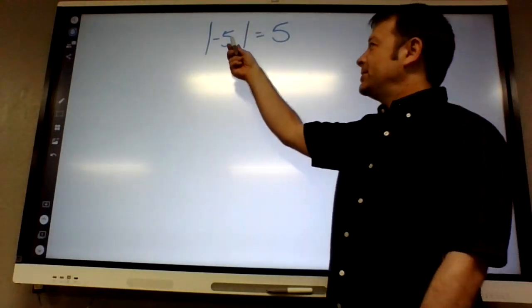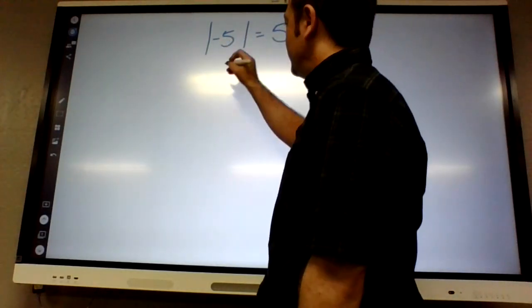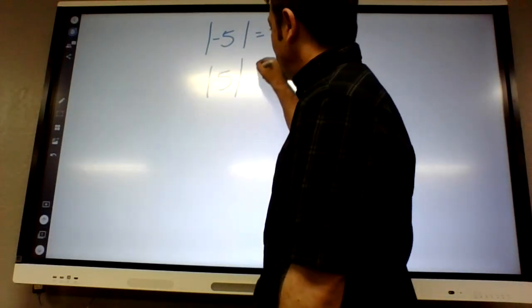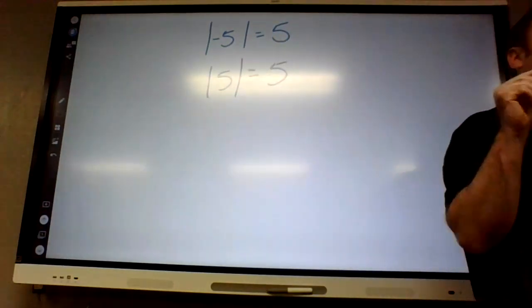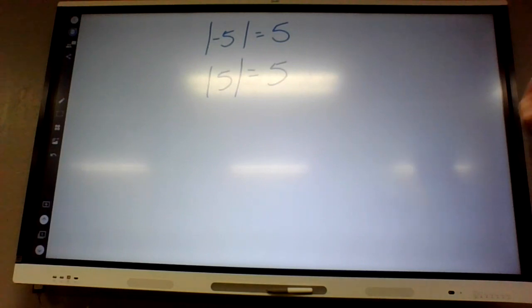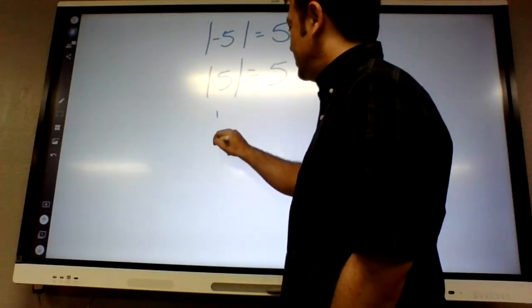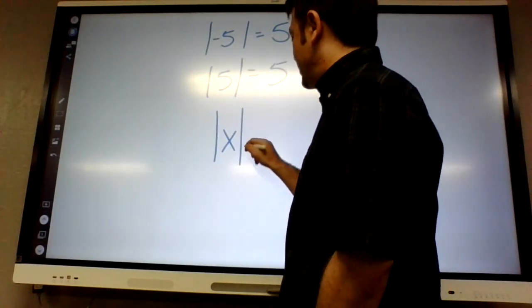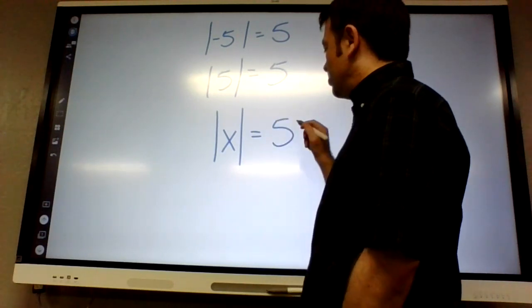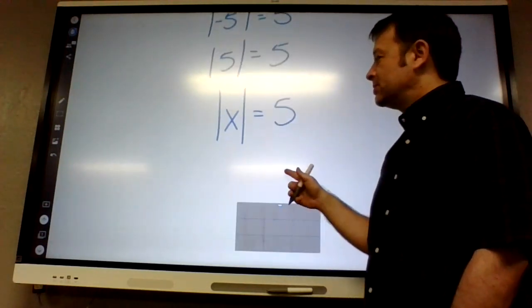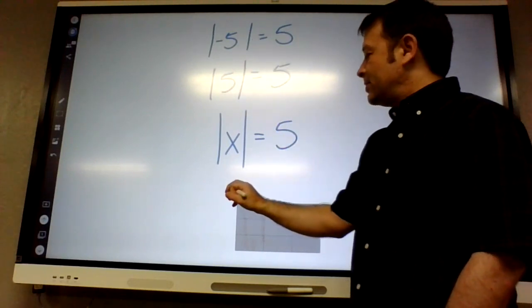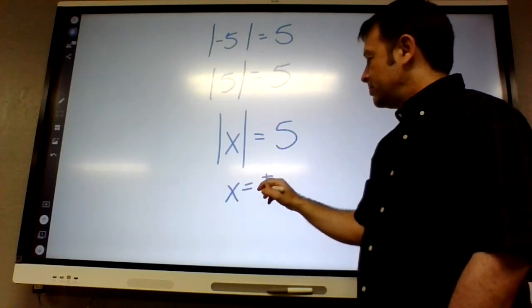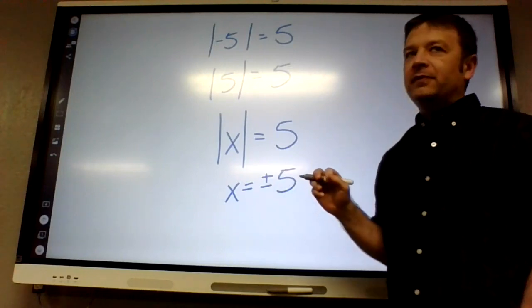So how far is negative 5 from 0? 5. How far is 5 from 0? Plus or minus 5. No. Okay, you're thinking of something. The next part. No, that's the next part. Absolute value of x equals 5. What could x be? Plus or minus 5. Could be positive 5, could be negative 5. So x equals plus or minus 5.